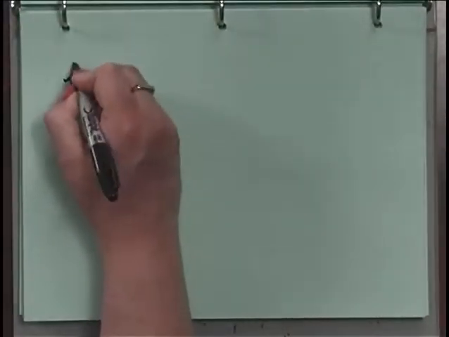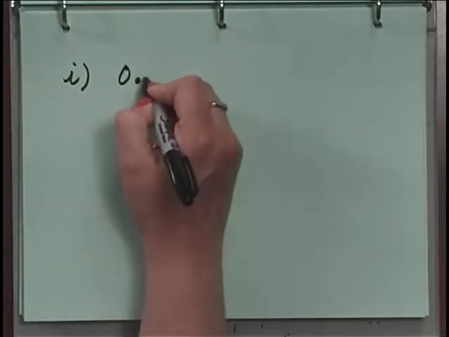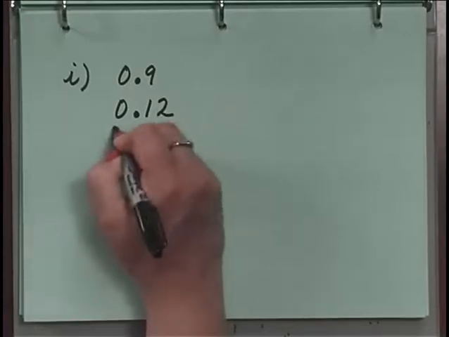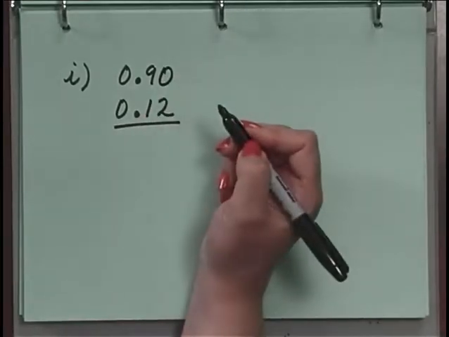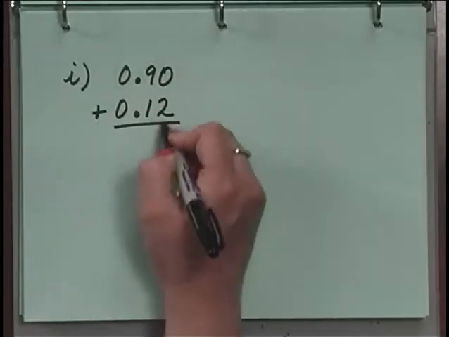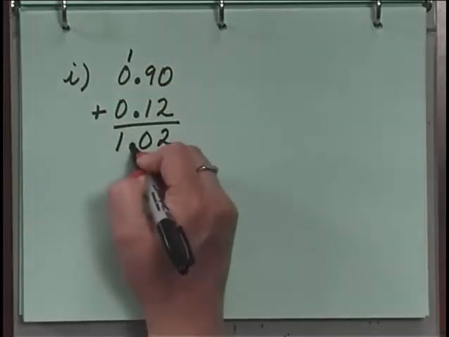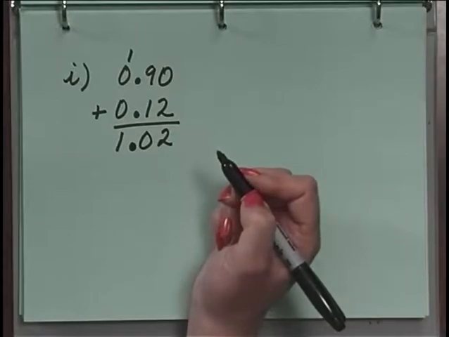Problem I, we have 9 tenths, and to that we're adding 12 hundredths. So I'm going to insert this 0 and then add. So that would be 2, 10, carry the 1, put the 1 here, and don't forget your decimal point. 1 and 2 hundredths.